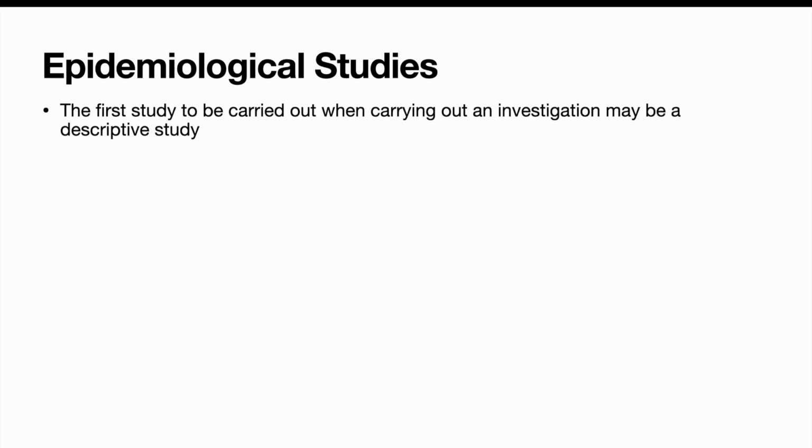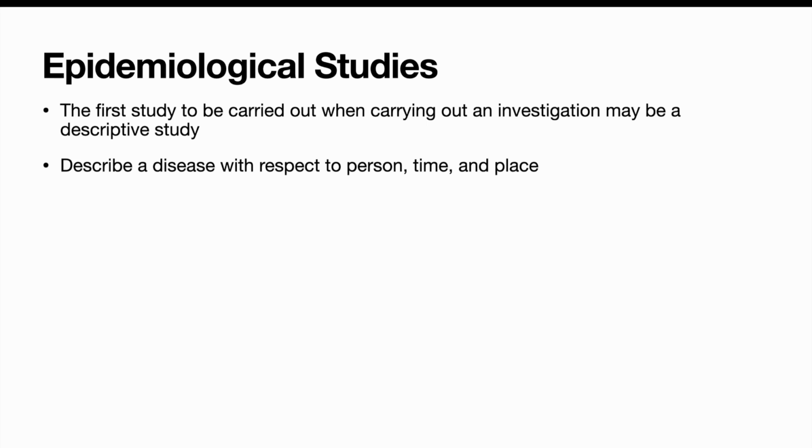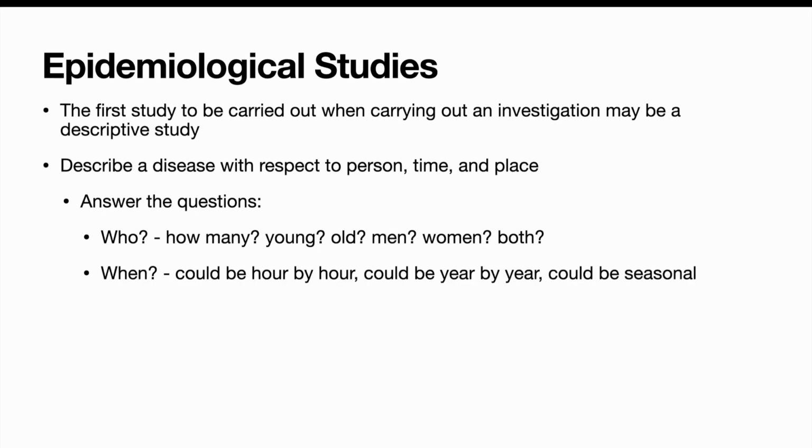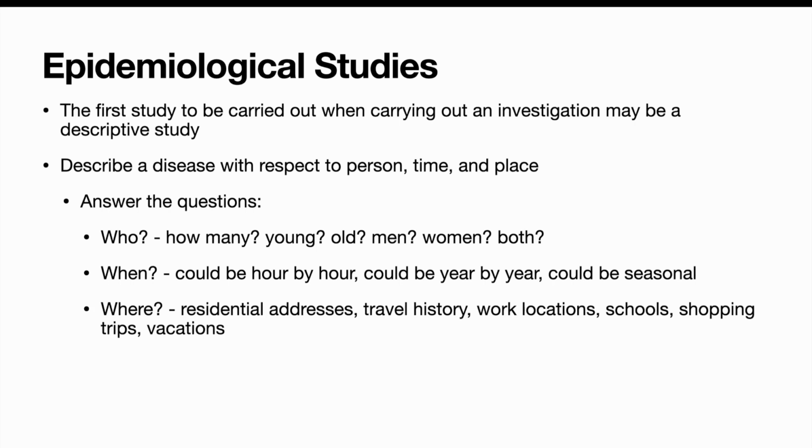As I said, the first study when carrying out an investigation may be a descriptive study. These will describe a disease with respect to person, time, and place. These types of studies answer the questions who, so how many, young, old, men, women, both; when, it could be hour by hour, it could be year by year, it could be seasonal; and where, you want to know where. When you watch the video on John Snow, you'll see that where was a very important question to ask when he was trying to figure out the cause of a disease in a community.